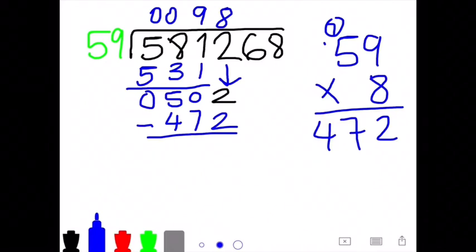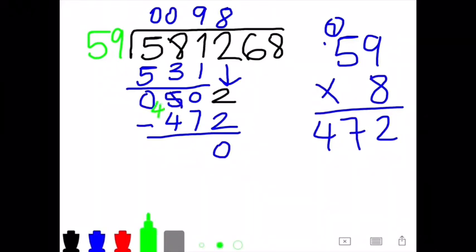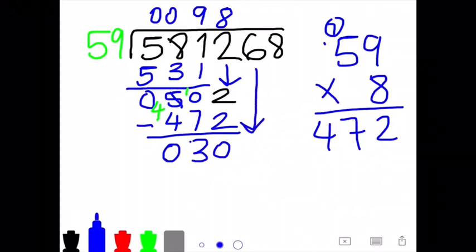So 2 minus 2 will be 0. You need to borrow from there, so that 5 will turn into a 4. And then that will turn into 10. 10 minus 7 will be 3. And 4 minus 4 is 0. Then the same old thing, drag down that 6.